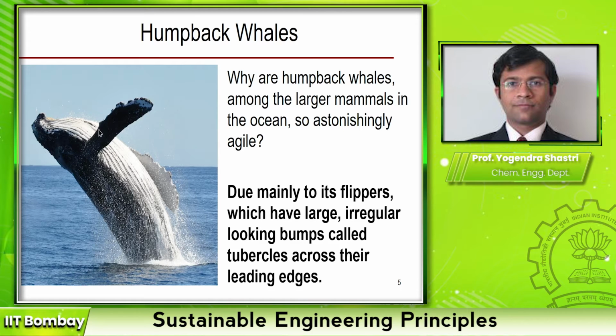So you will see that the leading edge of these flippers is not a smooth edge. It has a lot of irregularities or bumps, and these are known as tubercles. So what scientists hypothesized was that it was because of these flippers and these tubercles that these humpbacked whales are able to move around so quickly and change directions so quickly.